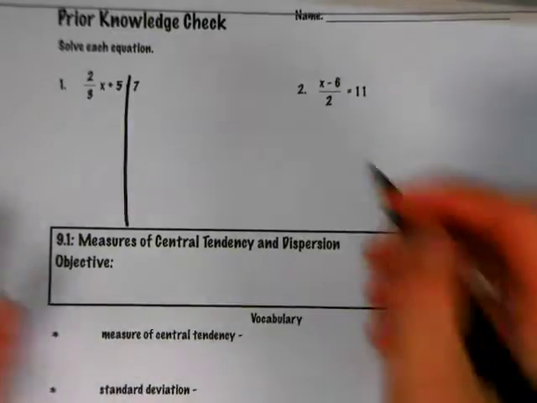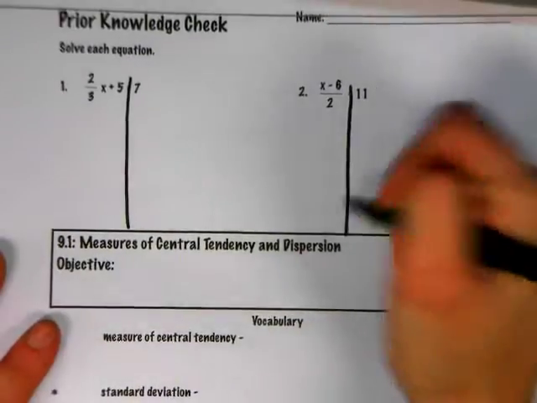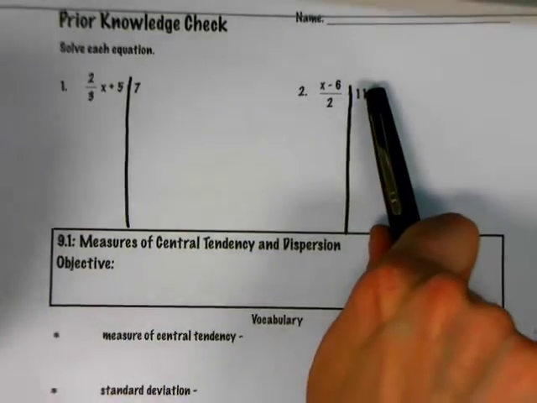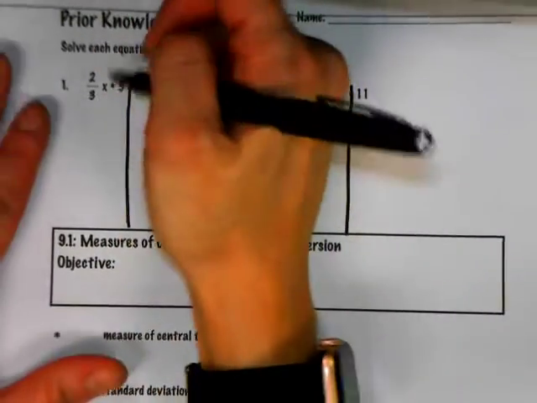Between these two, they both have fractions when you're solving them, but this one just has an individual fraction, whereas this one's like the whole thing's a fraction. So on this one, what would you start by doing? Yep, minus 5.